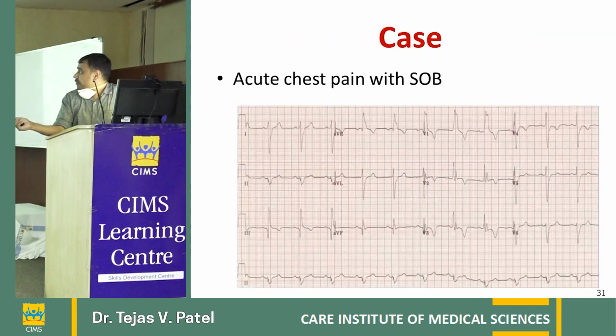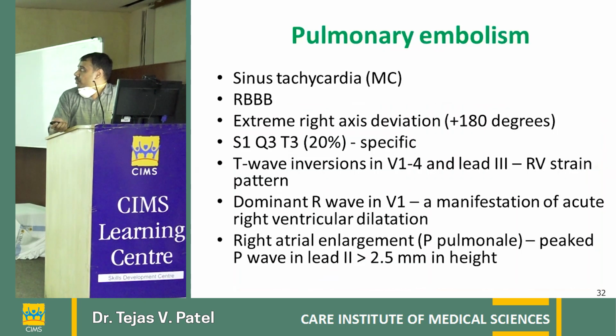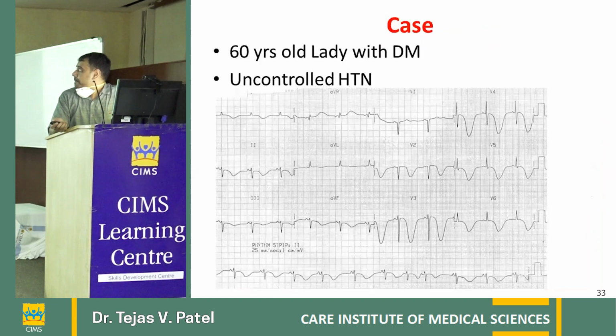T wave inversion in V1 to V3. Here it is RBBB, but you can see it is a primary T wave inversion because of the RV strain pattern. That is again suggestive of severe pulmonary hypertension. So these are the typical features of pulmonary embolism.